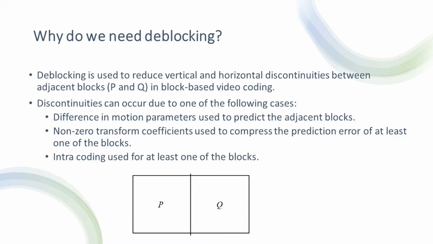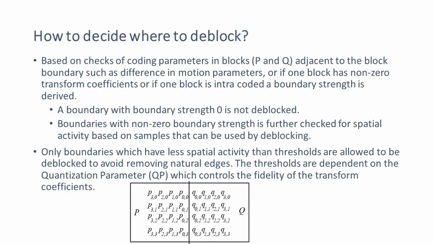Why do we need deblocking? Deblocking is used to reduce vertical and horizontal discontinuities between adjacent blocks in block-based video coding. Discontinuities can occur due to one of the following cases: difference in motion parameters used to predict the adjacent blocks, non-zero transform coefficients used to compress the prediction error of at least one of the blocks, intracoding used for at least one of the blocks.